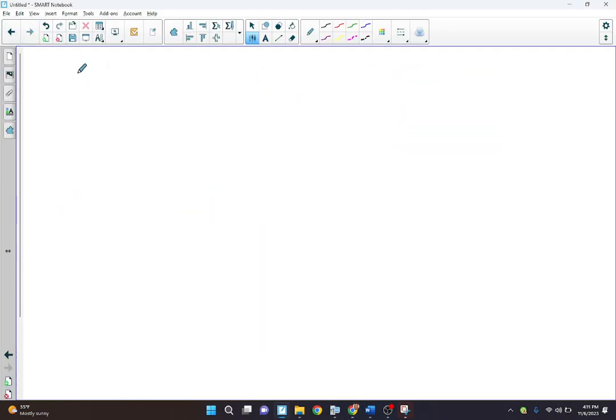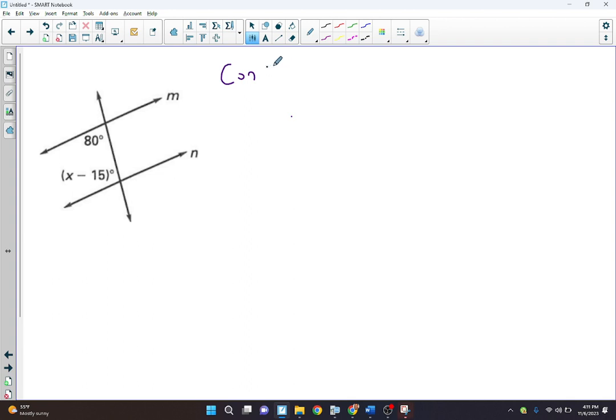This stuff is simple. For this one, these two are consecutive interior, so that means they're supplementary. Number 6. Because of that, it's going to be 80 plus x minus 15 equals 180. Combine like terms. x plus 80 minus 15 is 65.